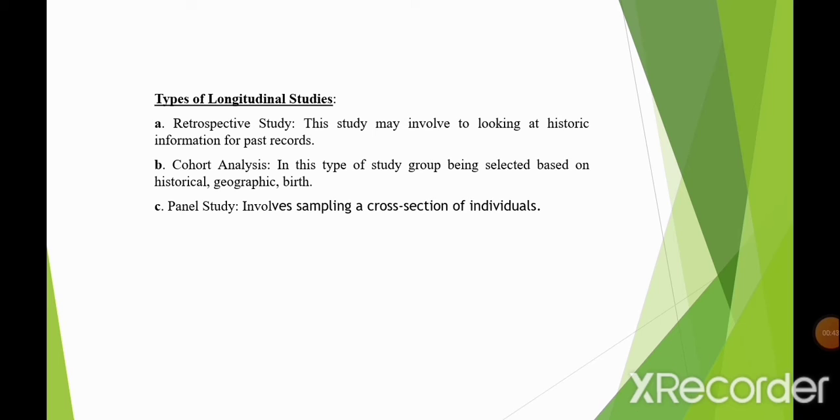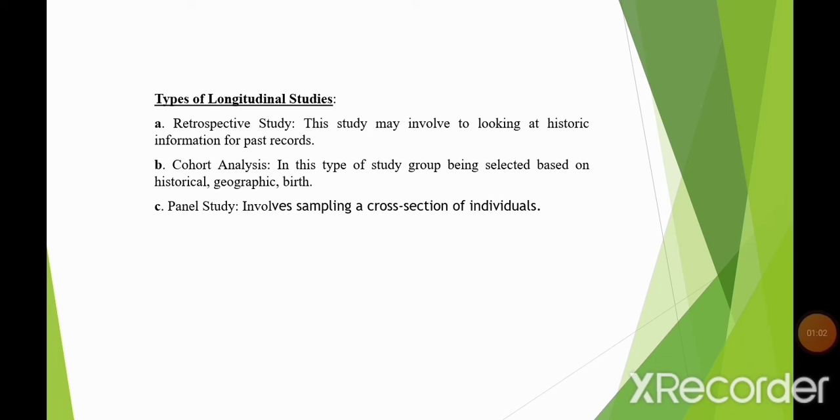Another is panel study. In a panel study, a single sample, the same individuals from a group, is studied over time. Maybe that group's characteristics are different in relation to the persons which we are observing.